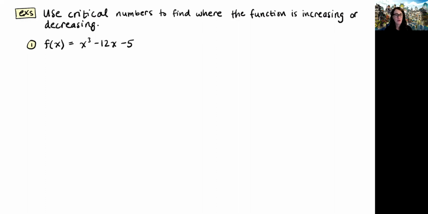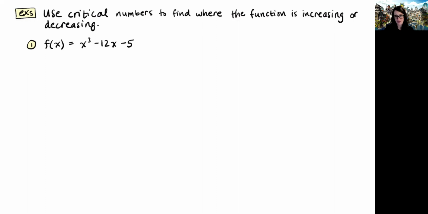So the way to go about doing this is to first find those places where the function could turn around. In other words, could be going up and then start to go down again, or be going down and then start to go up again. We know that that happens at these places called critical numbers, or places where the derivative is 0 or where the derivative is undefined.